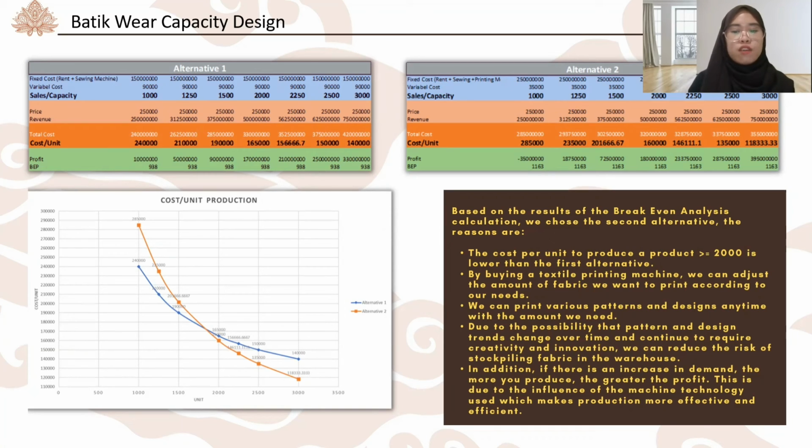And in addition, if there is an increase in demand, the more you produce, the greater the profit. As you can see in this alternative two calculation, the greater our production, the higher the profit. I think this is due to the influence of the machine technology used, which makes production more effective and efficient. Okay, that's our Batikware capacity design.